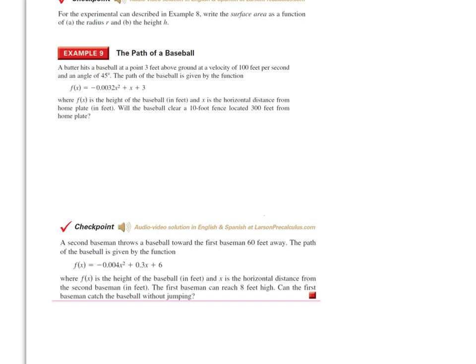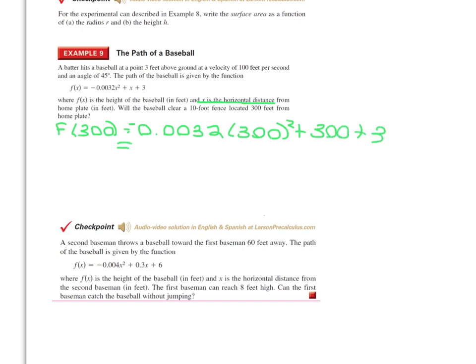So again, we need to go back and think about what's going on. X is the horizontal distance. F of x is how high it will go. So we want to look at f of 300 to see what its height will be. So we're just plugging in 300.